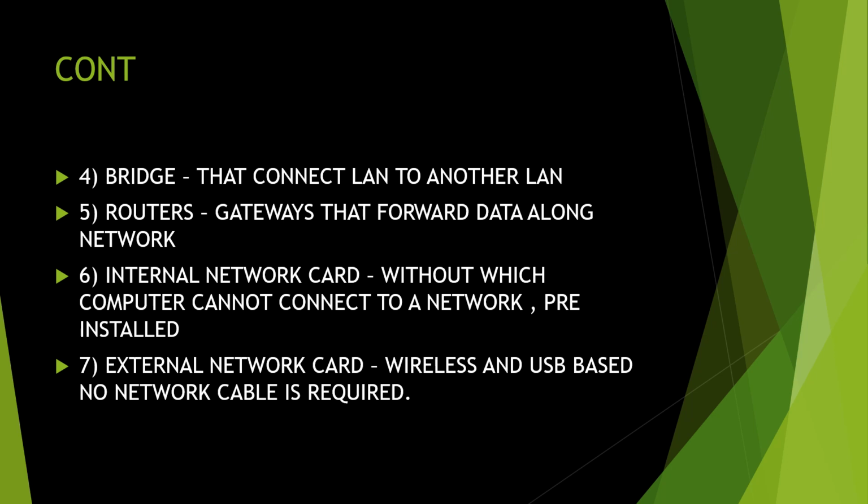Then in broadcast networks, we can see another one, the bridge. The word itself means something that connects one land to another land. Here LAN means local area network. One local area network is connected to another local area network by using the bridge. Next are routers, the gateway that forwards the data along the network. It is a gateway that decides what to send and what not to send. That is a router.